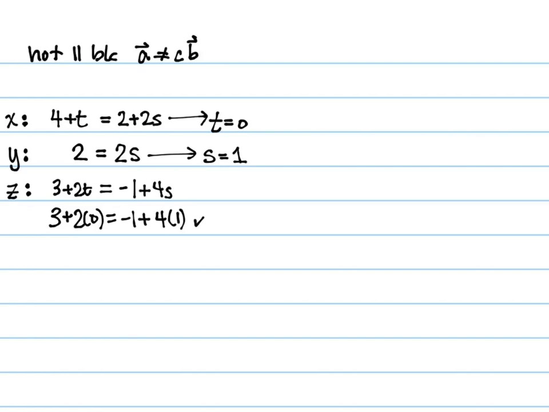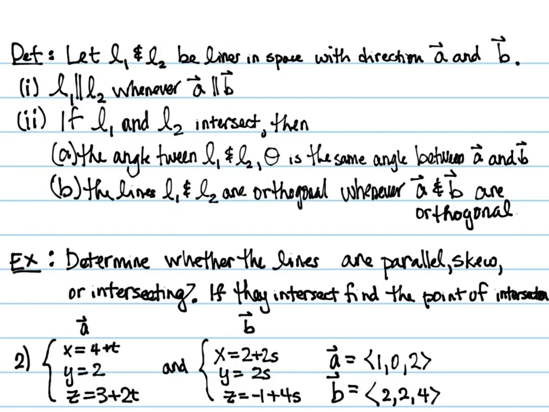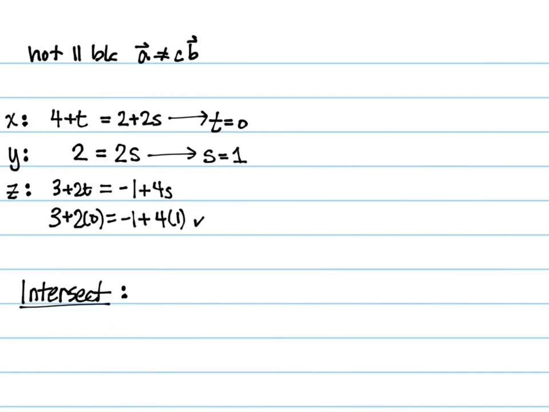So these lines are going to intersect. Where do they intersect? Where t equals 0 and s equals 1. If I go back up to my equation here, it shouldn't matter which equation I look at, if I've done it right. I let t equal 0, or over here s equal 1, and I'll find an ordered triple. What ordered triple do I find? 4, 2, 3. They intersect at 4, 2, 3.